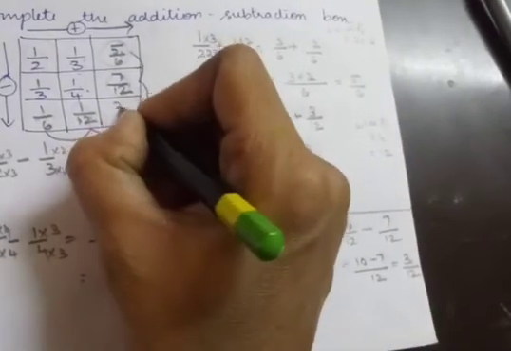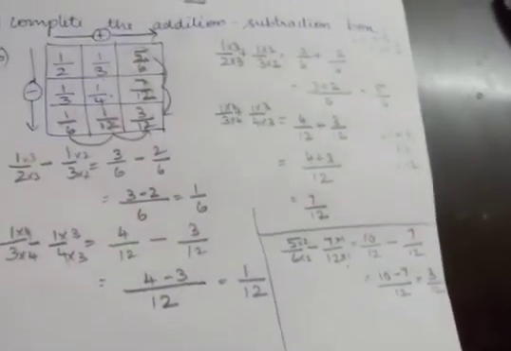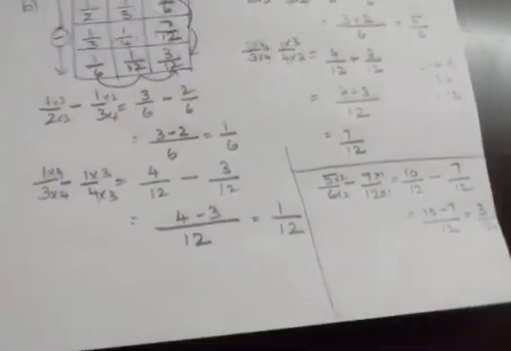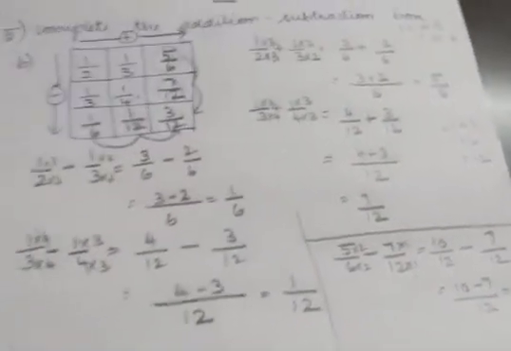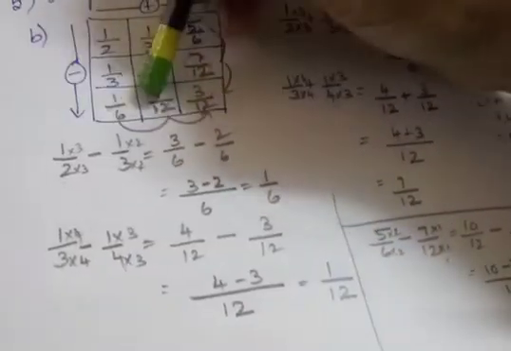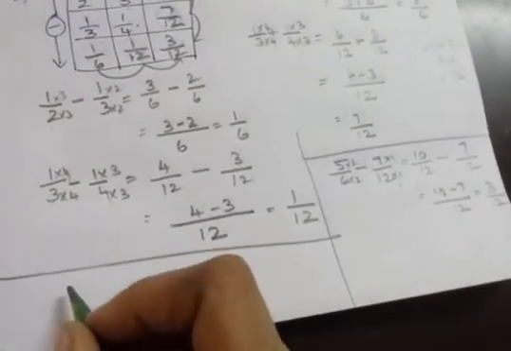Okay, which I got here is 3 by 12, or you can write 1 by 4. You can either write it like that, no problem. So 3 by 12. We can check it and see whether if you add these two, the same answer you are getting or not. Okay.